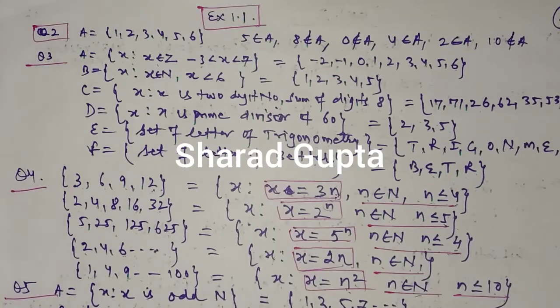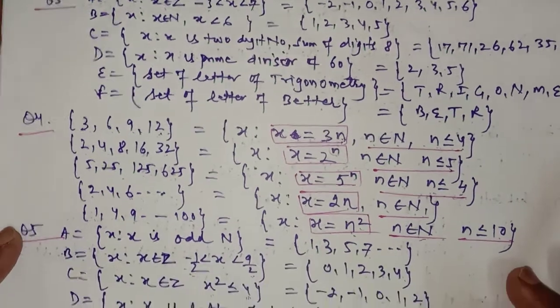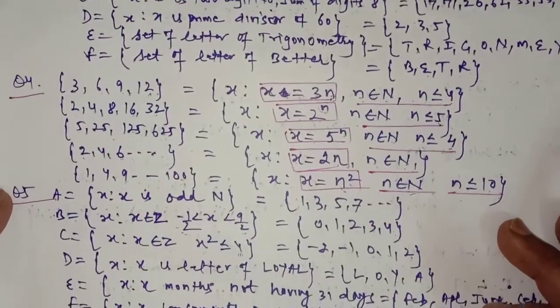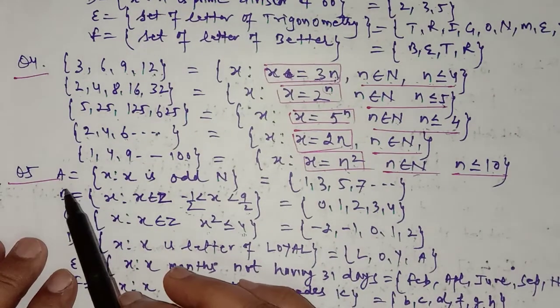Hello, this is lecture number 4 for the chapter Sets of class 11th, and we were discussing, in the last lecture, exercise 1.1, and we have done up to question number 4. Now in question number 5, the set builder form of a set is given and you have to convert it into the roster form. So what is given in question number 5?